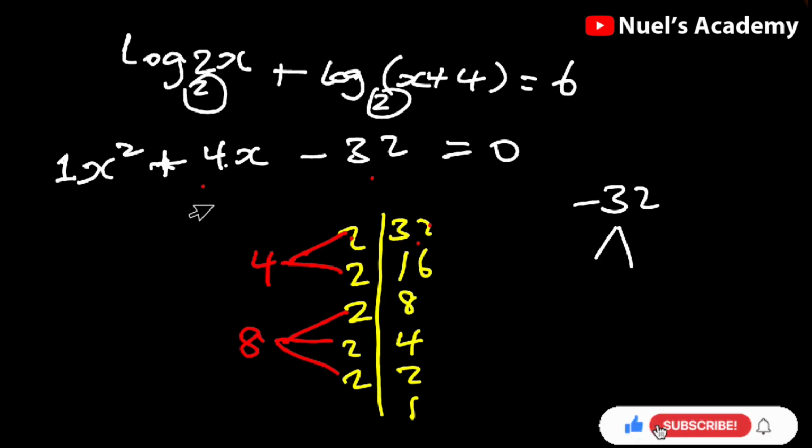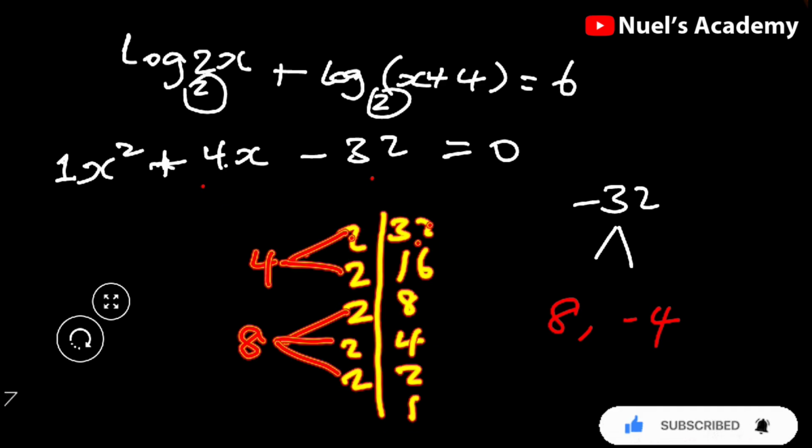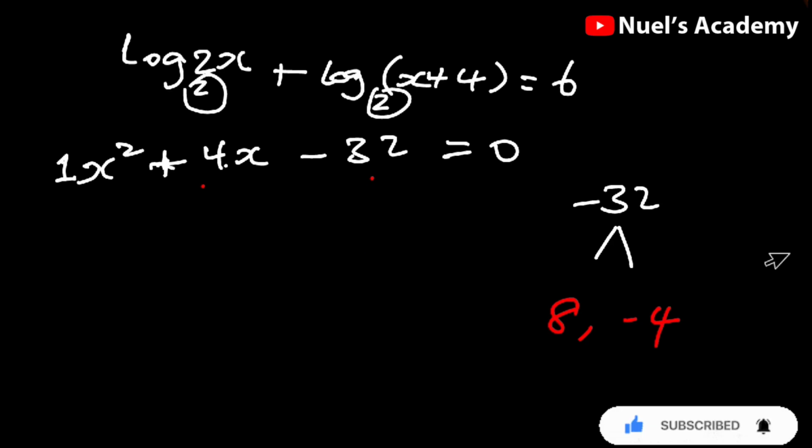Alright, do you get it? 4 minus 8 is minus 4, which is not what we have here. But 8 minus 4 is 4, which is what we have here. So it's going to be 8 and minus 4. So these two numbers are the numbers that we're going to substitute for 4x. So that's the easiest way to get the two numbers when we are solving a quadratic equation by the factorization method.